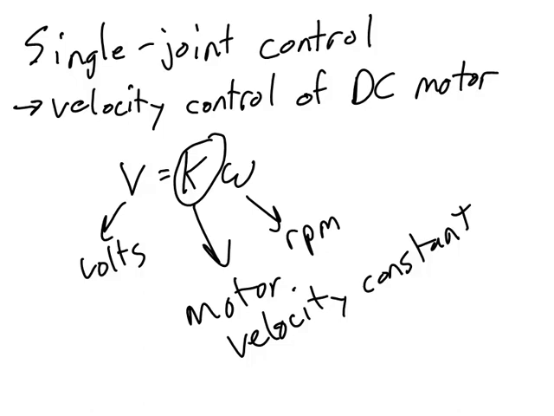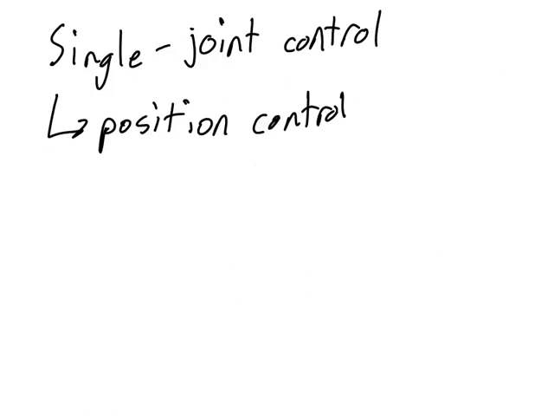The ability to control the velocity of our motors is somewhat useful in robotics. However, in order for us to successfully control our robot, we have to control not only the velocities, but the positions. Today we're going to be looking at how we do position control of the robot joints. We'll be looking at a couple of different approaches to position control.